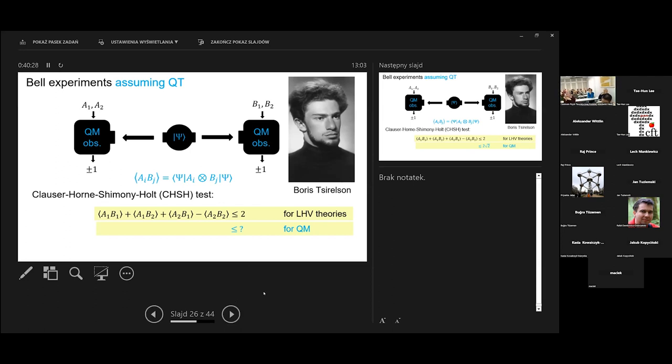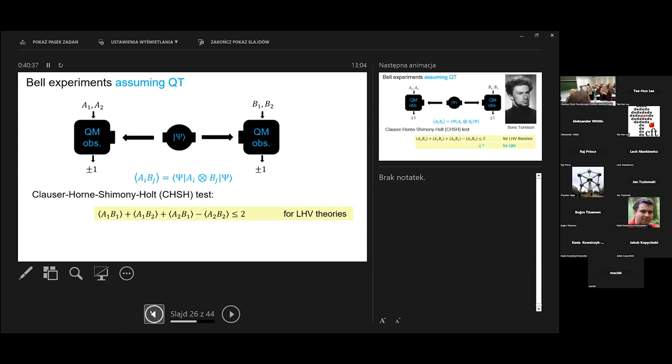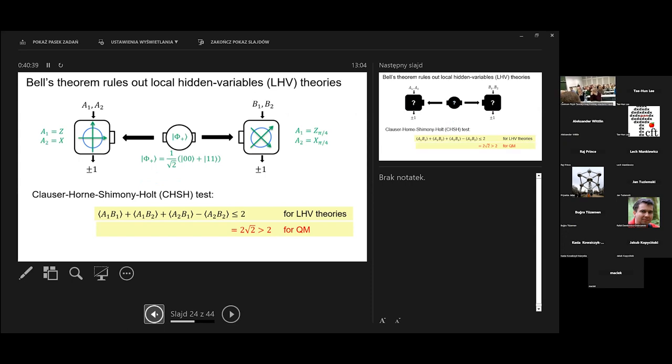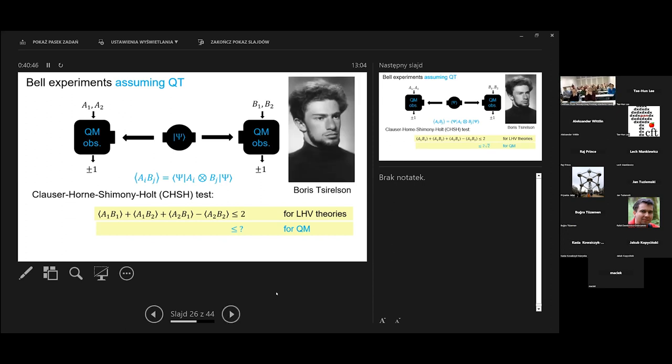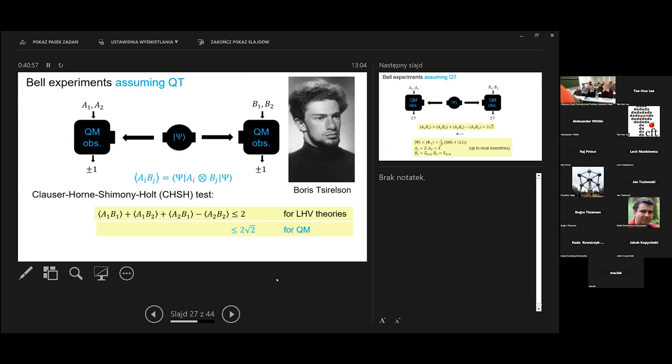Okay, so we can ask, what is the maximal value we can get in quantum theory? So I showed in the previous slide some explicit strategy that reaches 2√2, but could there be some strategy that achieves a better value? So this question was first asked and solved by a mathematician in the 80s called Boris Tsirelson. What Boris Tsirelson showed is that the maximal quantum value is 2√2, okay? So there is no way to go beyond that bound.